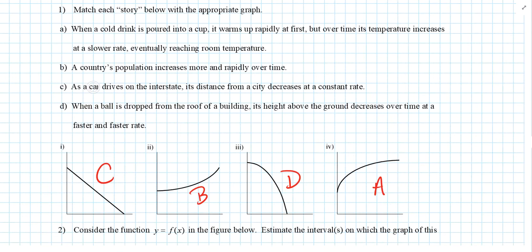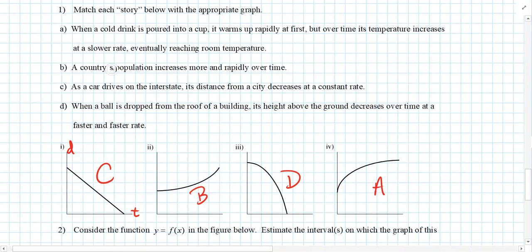Story C, a car is driving on the interstate and its distance from a city decreases at a constant rate. So if the y-axis represents our distance and the x-axis represents time, as time increases, our distance from a city decreases, and it's doing so at a constant rate. It's a constant decrease in distance. Constant rate meaning straight line.